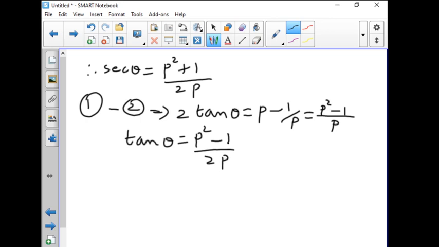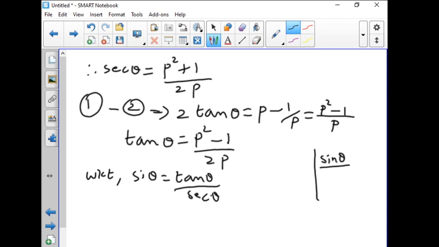Now it's asked to find sin theta. So we know that sin theta can be written as tan theta by secant theta. Can we write? Because what is tan theta?